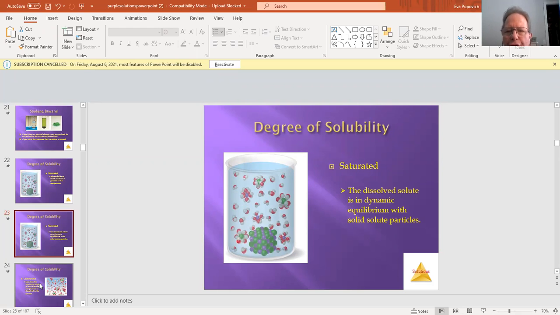Now you have to understand that the dissolved solute is in equilibrium with the solid solute particles. So you're going to have some solid at the bottom. Some of it's going to be dissolved and some of it's going to be solid. But there is a constant moving of the solid that's in the crystal form to be dissolved, and some of the dissolved stuff goes back to being a solid. This equilibrium happens.